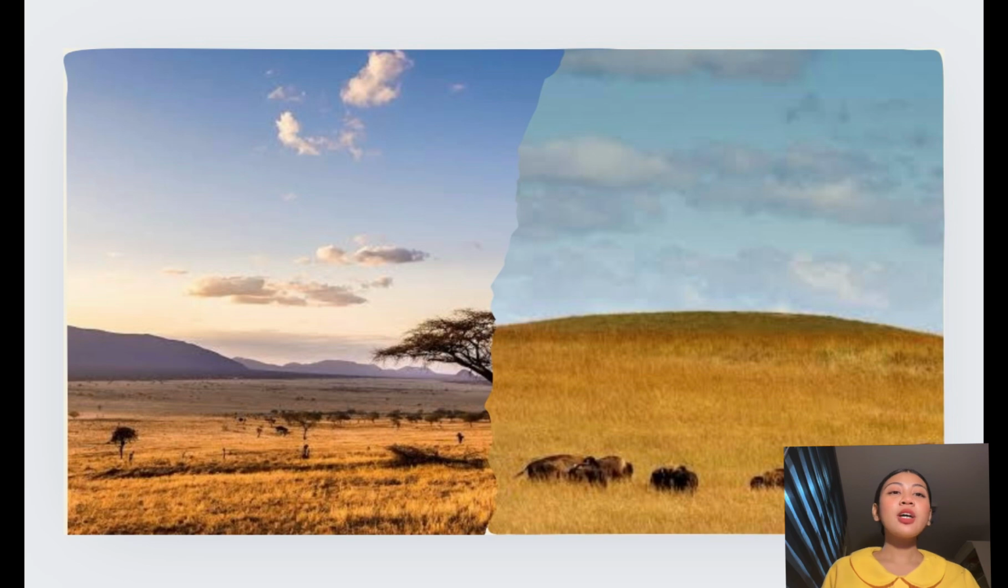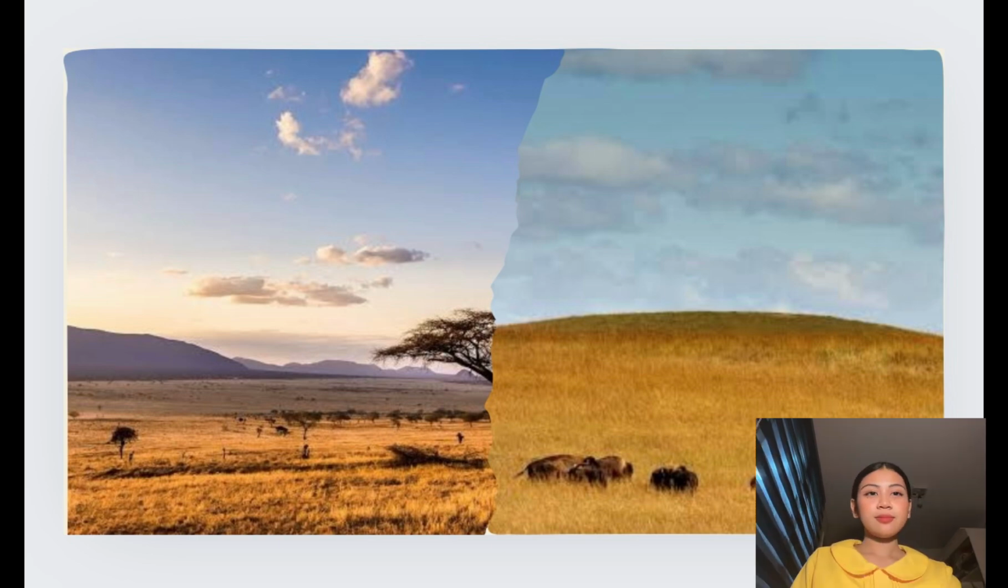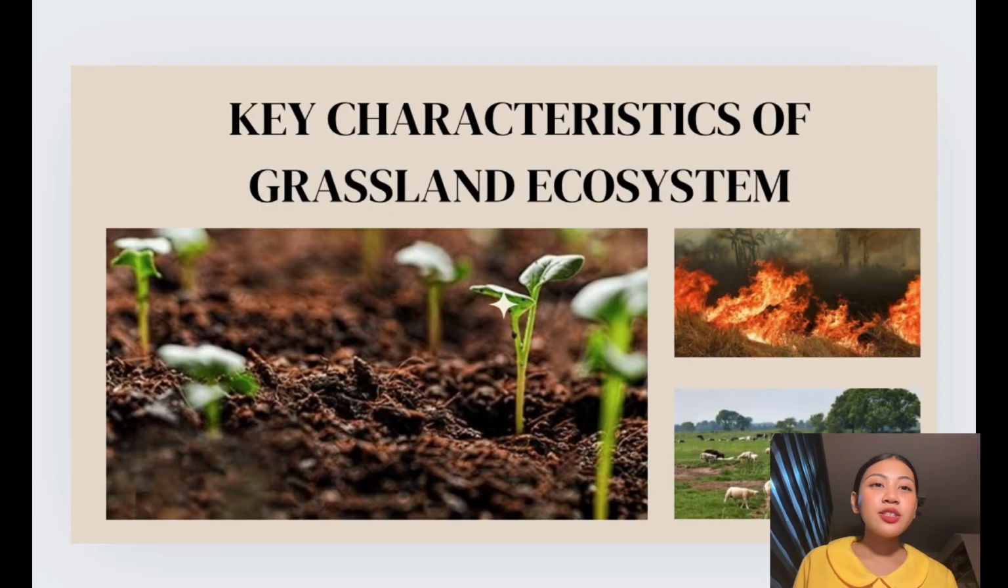Grassland ecosystem is a home to a diverse array of plant and animal species adapted to open, windy environments. They can be classified into different types such as savannas, steppes, and prairies, depending on their location and specific environmental conditions. And also, we have the key characteristics of a grassland ecosystem, which include nutrient-rich soils, periodic fires, and high dependence on grazing animals.